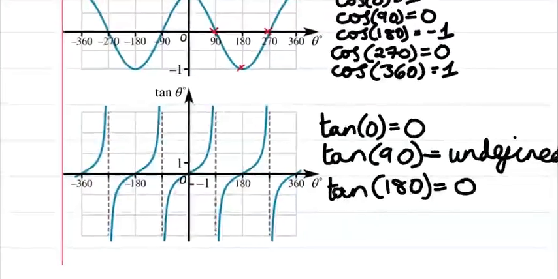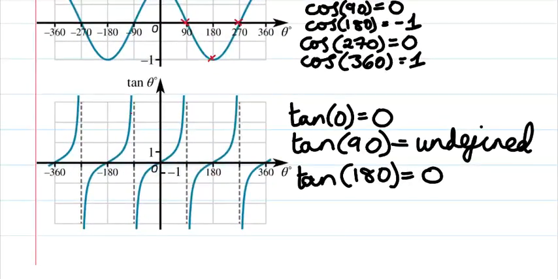Now let's go on to tangent. The tangent graph looks very different. The tangent graph repeats every 180 degrees rather than 360. And we can see that from the graph. Key points for the tangent graph are tan 0 equals 0, tan of 90 is undefined, as in when you approach 90 it shoots up towards infinity, and at 180 degrees it comes back to 0.